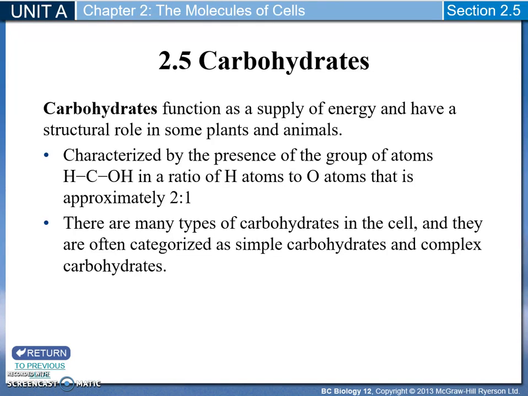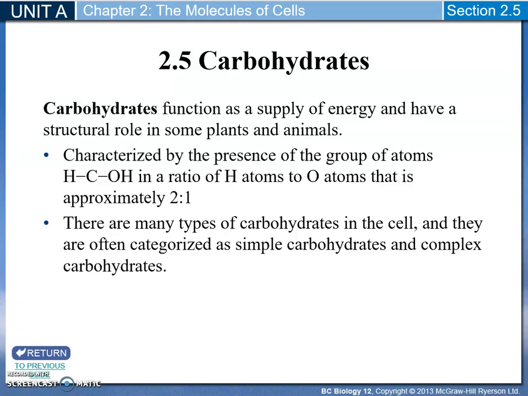And in these sections, 2.5 will look at carbohydrates. 2.6 will look at fats, also known as lipids. And 2.7 then we'll look at protein. So that will be in the next lesson video. So for right now, we'll look at carbohydrates.